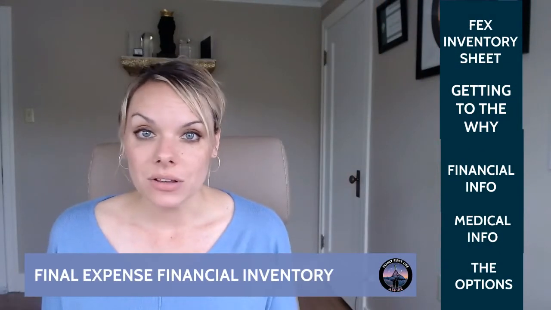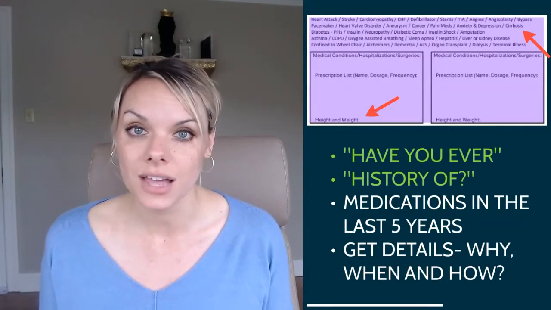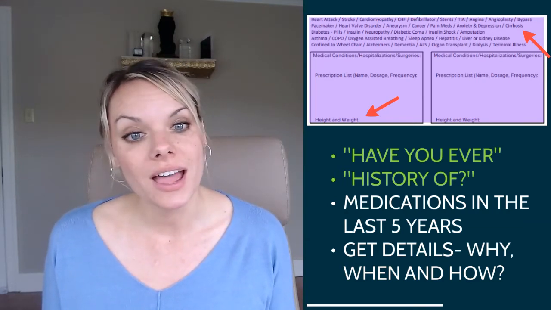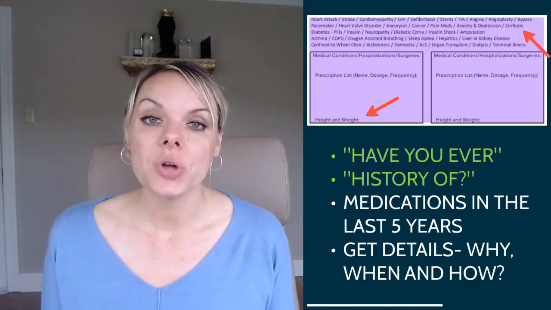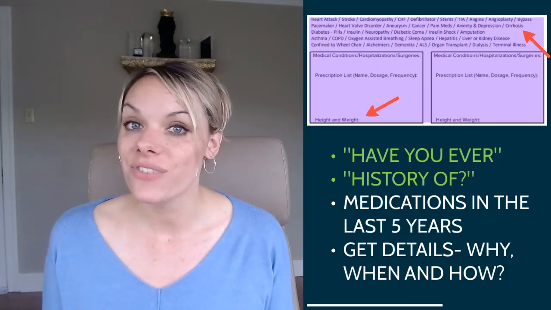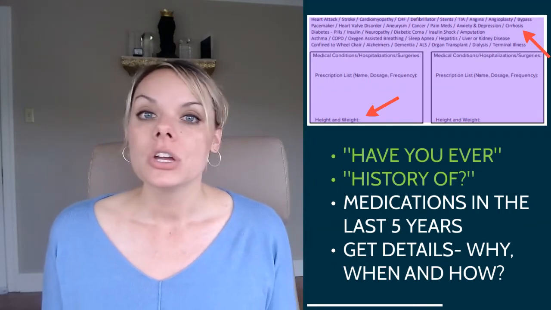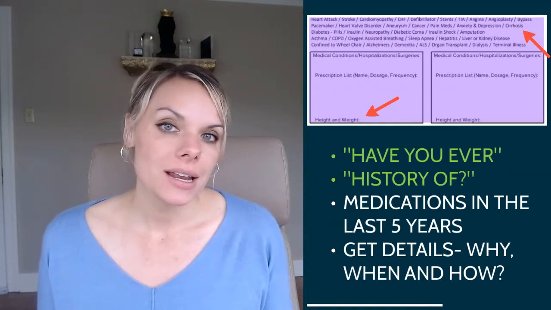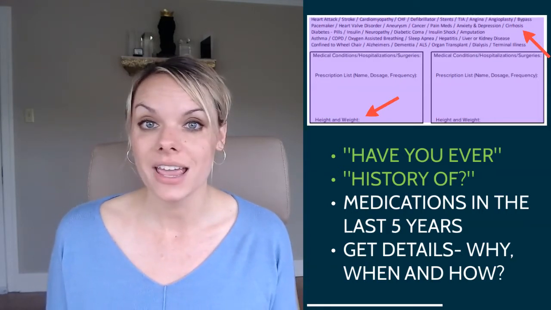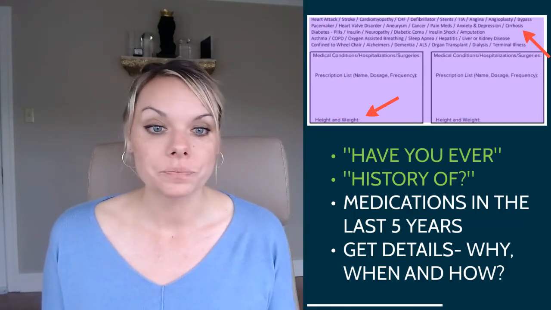Now we need to get into medical information. Medical information is the purple section, the third section that you're going to want to dive into. This is where you're going to ask questions like, have you ever? Do you have a history of? You want to find out medications in the last 5 years that they've been prescribed, whether they've taken them or not. Mary, in the last 5 years, is there any medications that you were prescribed that perhaps you didn't want to take or stopped taking, in addition to what you're already taking right now?